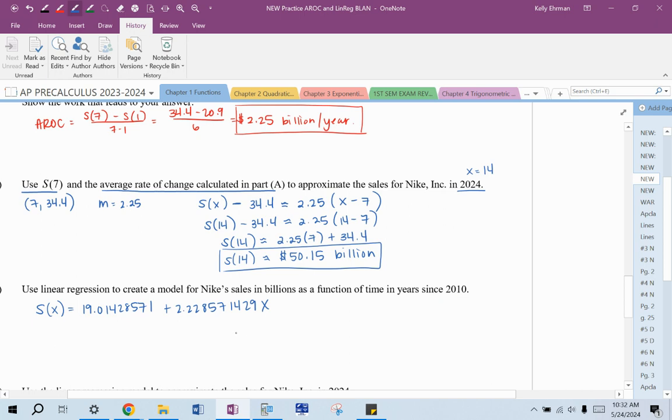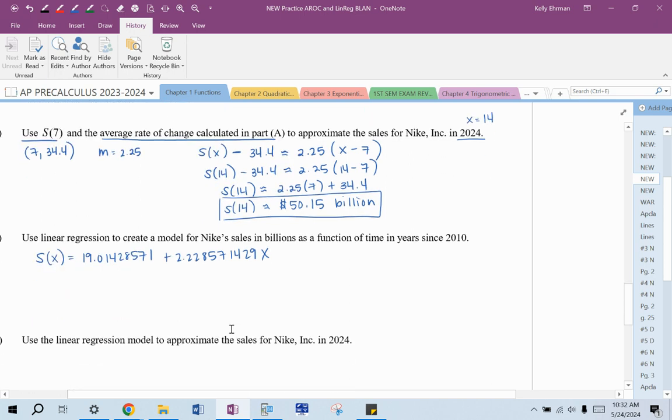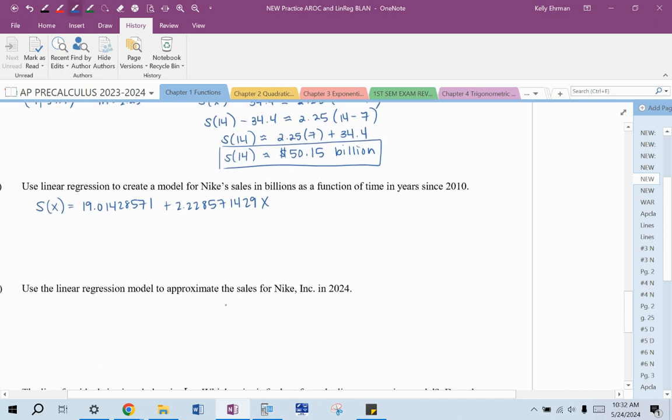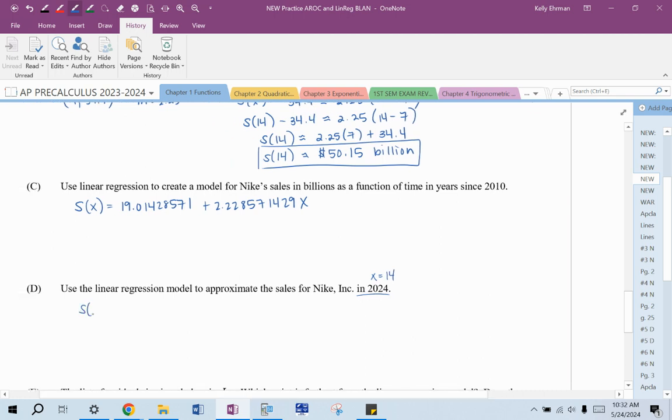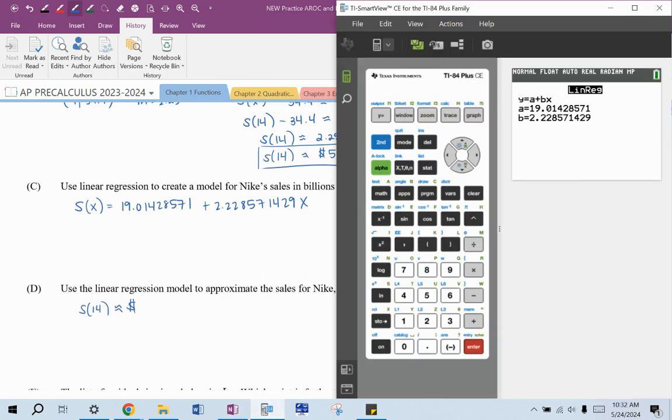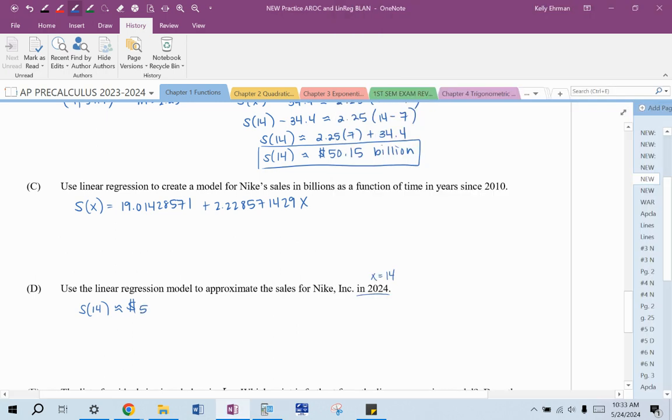So that's our model. And then the next part says use that linear regression model to approximate the sales for Nike in 2024. So again, x is years since 2010. So that's 14. So S of 14 is approximately equal to, let's see, Alpha, Trace, Y1 of 14. We can round this to 3 places. We used our unrounded equation to get the most accurate value we can, so 50.214. And I'm going to label it billion.